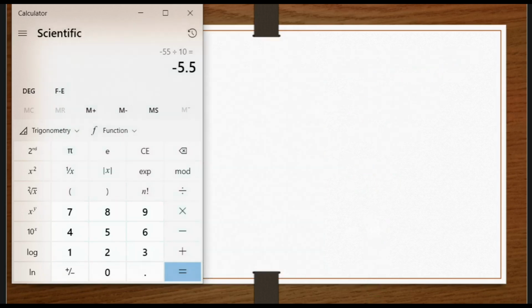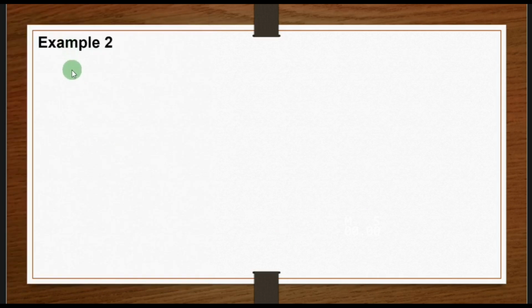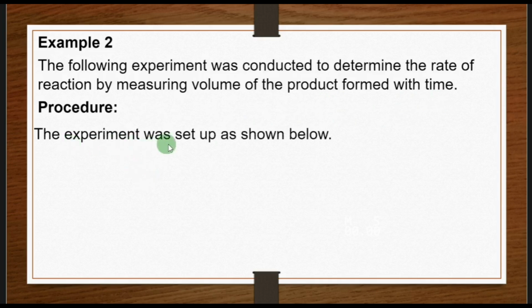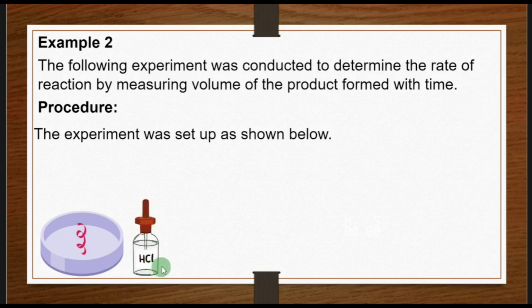So let's look at example number 2. So example number 2 here says the following experiment was conducted to determine the rate of reaction by measuring volume of the product formed with time. All right, so procedure here, we have been told the experiment was set up as shown below. All right, so we have a petri dish with magnesium ribbon, then we have a reagent bottle with hydrochloric acid, then we have a conical flask here.